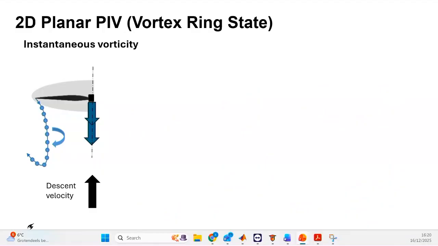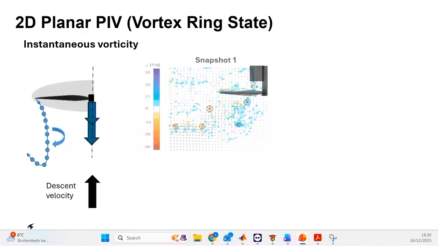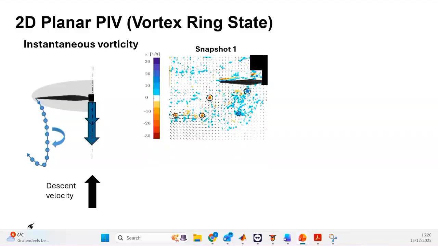Okay, next I'm going to switch to the vortex ring state in 2D and also in 3D. I'm going to start in 2D. So in this case, we have the propeller in this position. I'm going to show this area, and we consider a constant velocity of the propeller and also a constant descent velocity. So first, I'm showing you a snapshot from our instantaneous measurements.